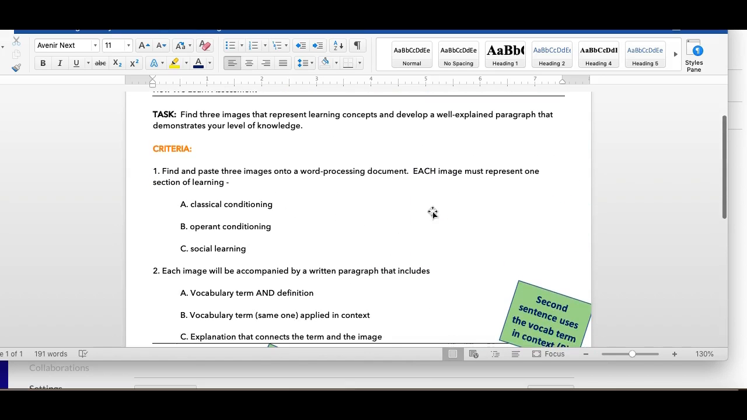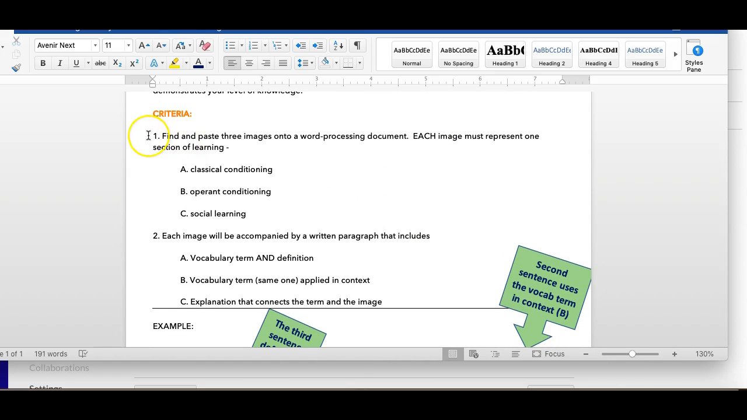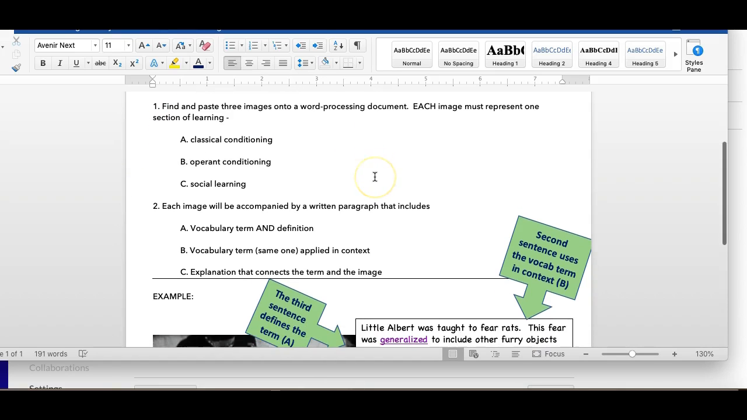Okay, so criteria reads that you will find and paste 3 images onto a word processing document like Word. That's what I'm in here. Each image must represent one section of learning. So your image and writing has to cover one concept in classical conditioning, one concept in operant conditioning, and one concept in social learning. Okay?